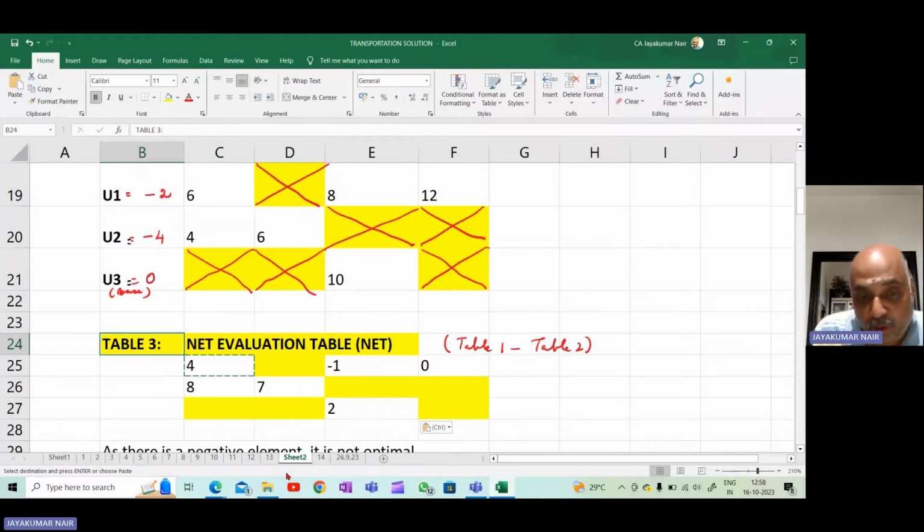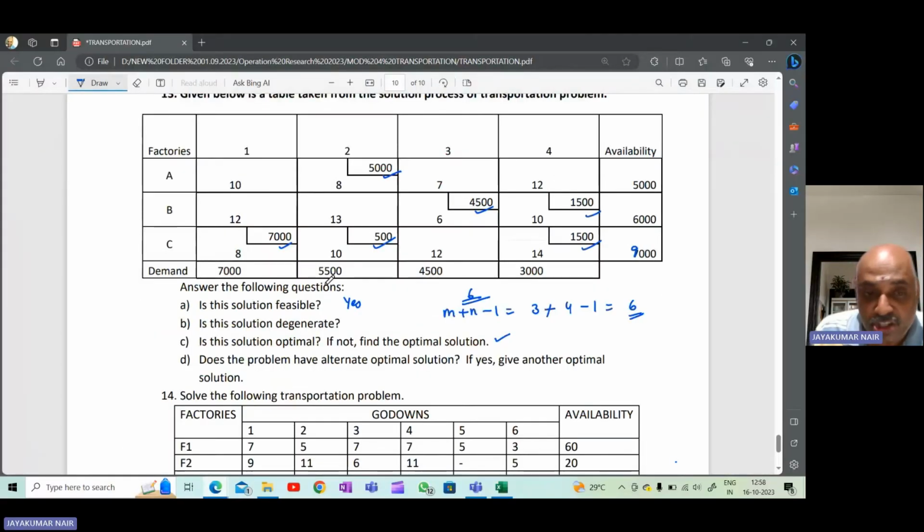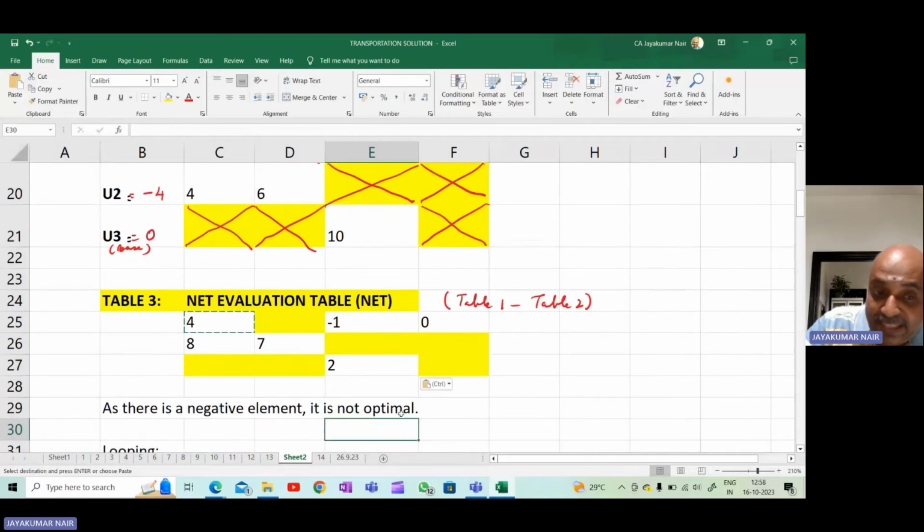So whatever solution is given in the question, whatever the allocation, this allocation is not optimal, because you have a negative value here. If you make any allocation to this particular cell, your cost can be reduced further. So we will write here, is there a negative element? As there is a negative element, it is not optimal. So the solution given in the question is not optimal. Now we have to find the optimal allocation.